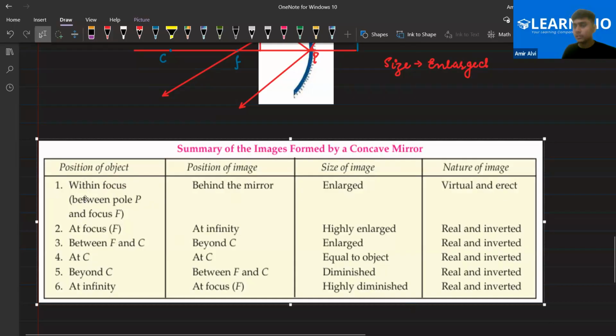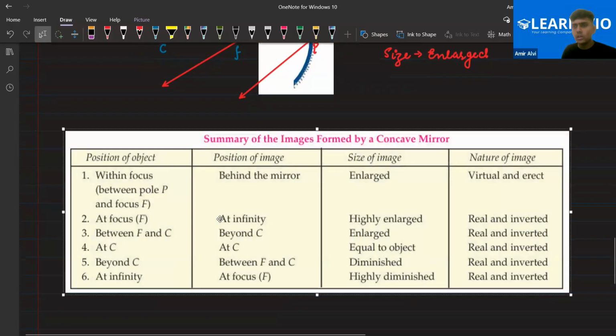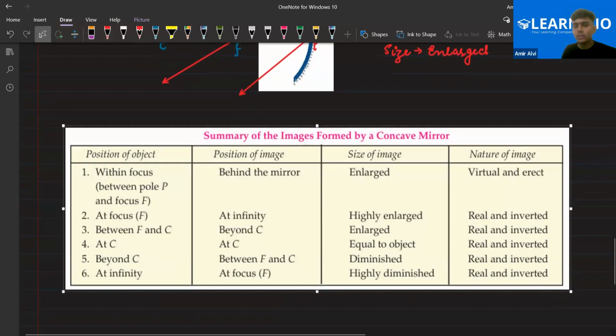It's just the opposite, because in the NCERT it's written in terms of at infinity, then beyond C, at C, between F and C, then focus, then within the focus. So that's why. Is that clear to all of you? Ritvika, Ryan, Amar, any doubt? No doubt anyone? Okay, that's great.